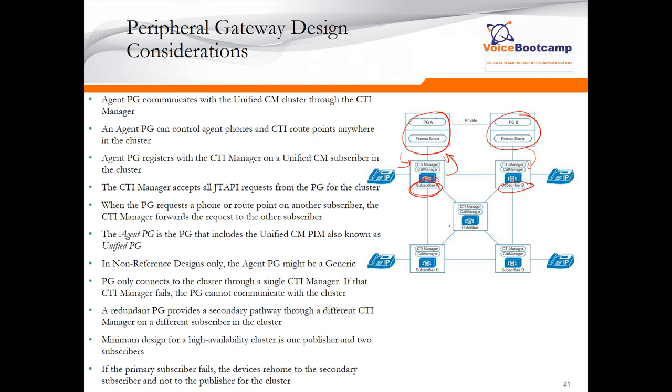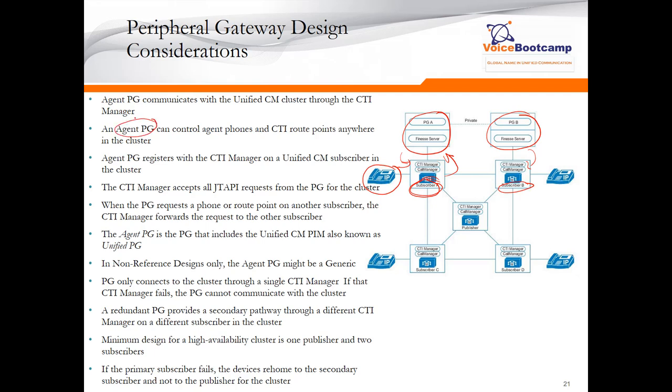So if I want to point to sub C or sub D, I could either use multiple PIM or I could use a separate PG server. Whenever you are connecting to a call manager cluster where your agent phones are, whichever PG connects to that cluster is known as agent PG.